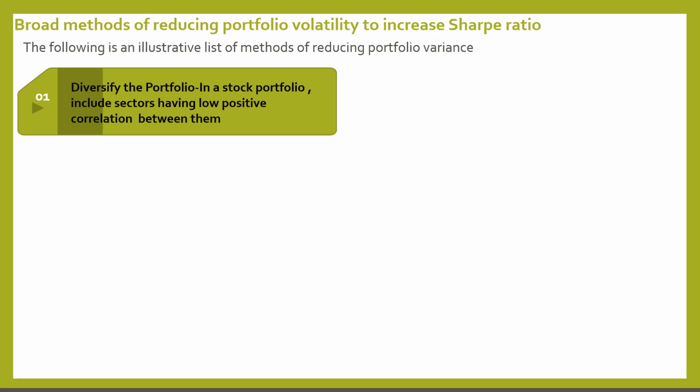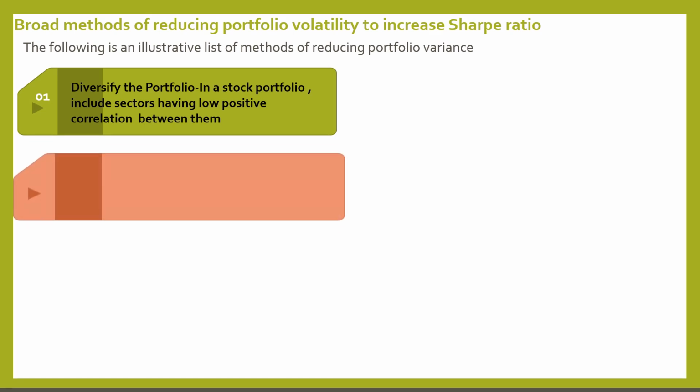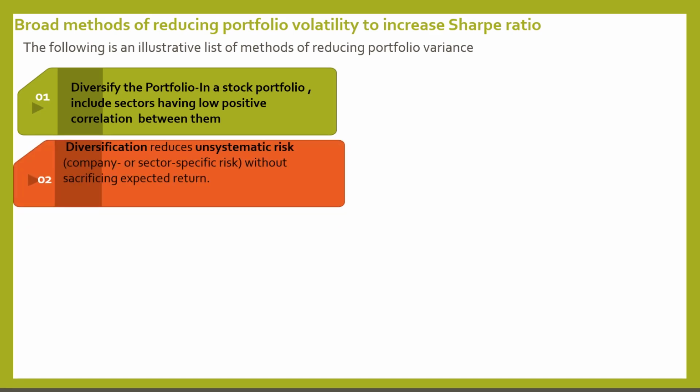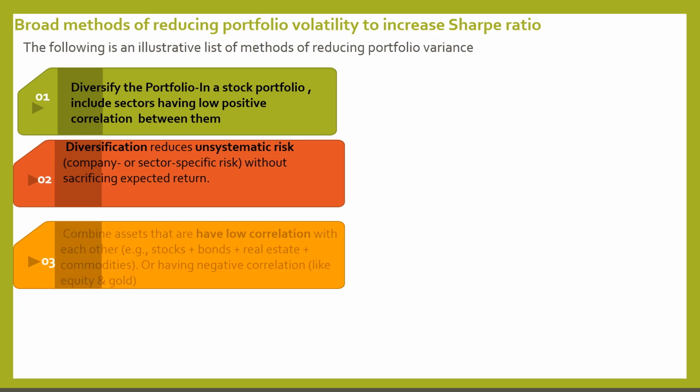Diversify the portfolio. In a stock portfolio, include sectors having low positive correlation between them. Diversification reduces unsystematic risk, company or sector-specific risk without sacrificing the expected return. Combine assets that have low correlation with each other. Example, stocks plus bonds plus real estate plus commodities, or having negative correlation like equity and gold.